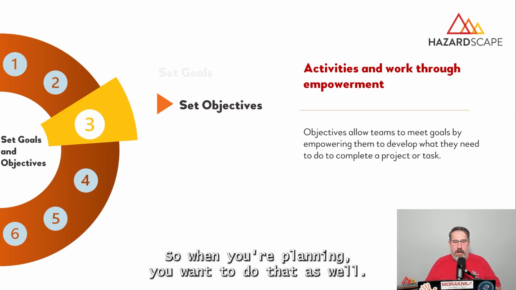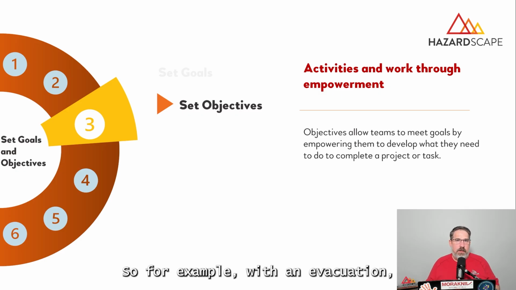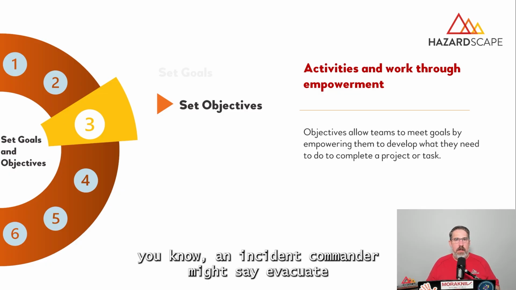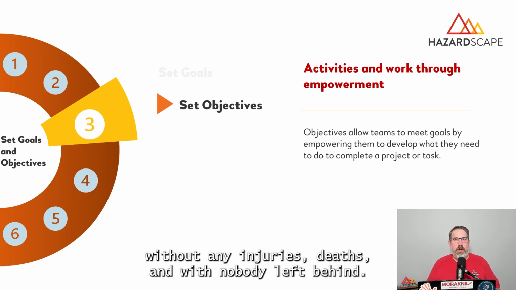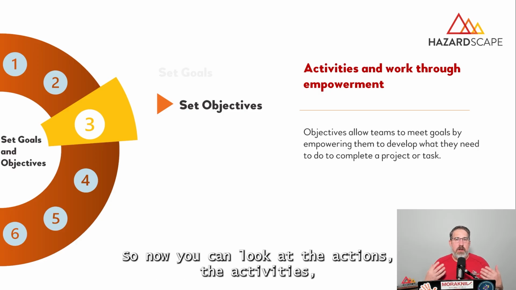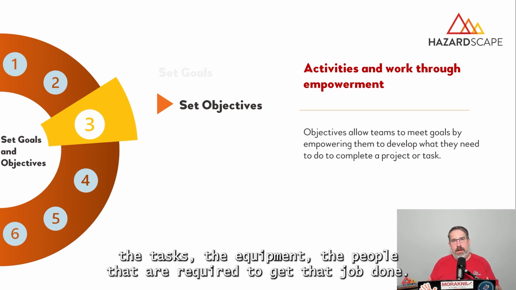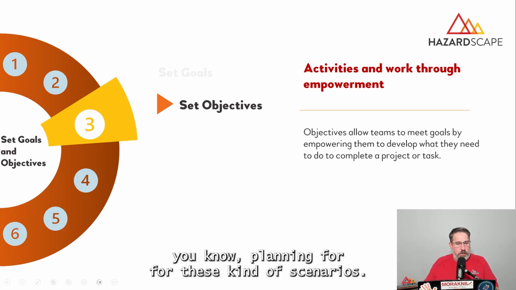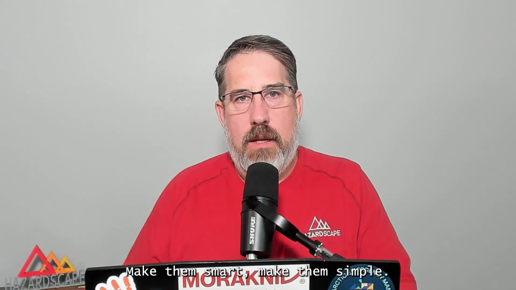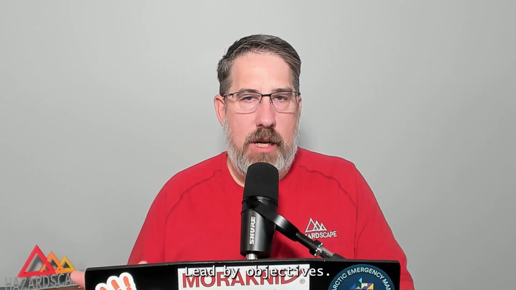So when you're planning, you want to do that as well. So for example, with an evacuation, an incident commander might say, evacuate the entire community by 4:00 this afternoon without any injuries, deaths, and with nobody left behind. That's the objective. So now you can look at the actions, the activities, the tasks, the equipment, the people that are required to get that job done. You can go and plan with your team. And that's really all goals and objectives are when it comes to planning for these kind of scenarios. Make them smart, make them simple, lead by objectives.